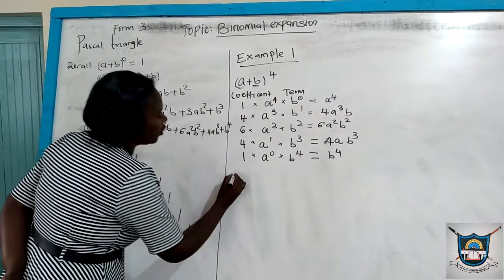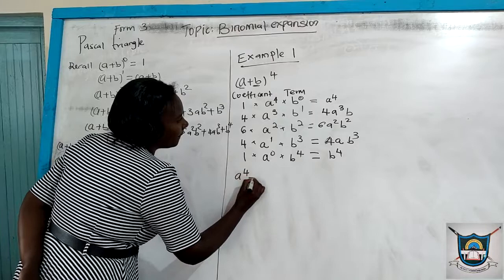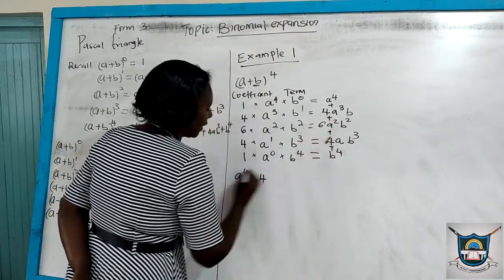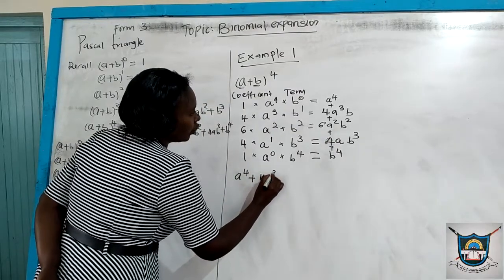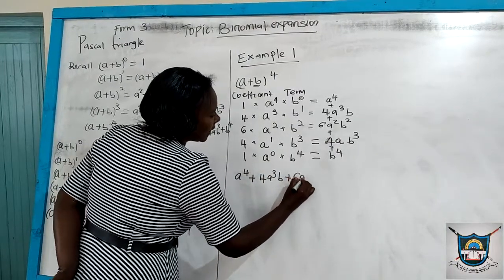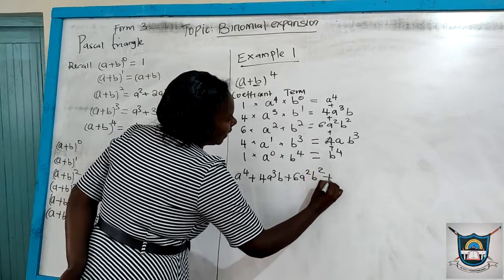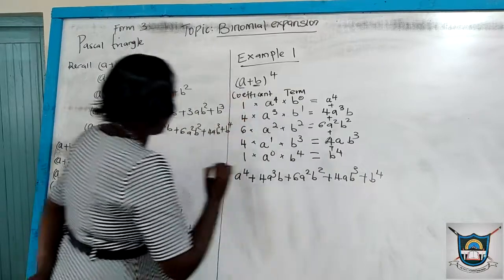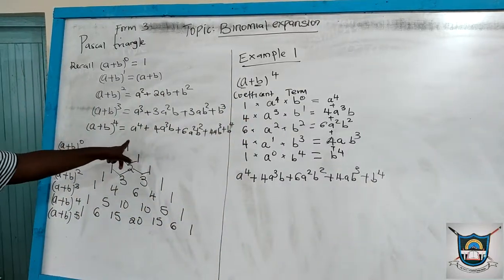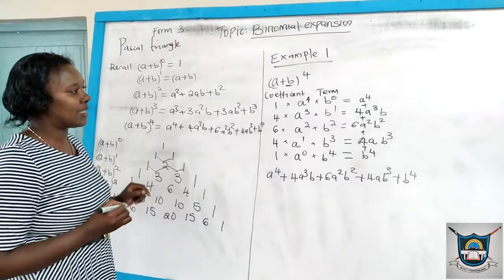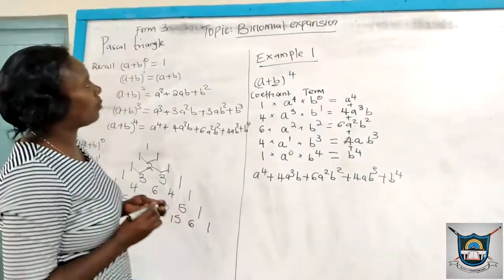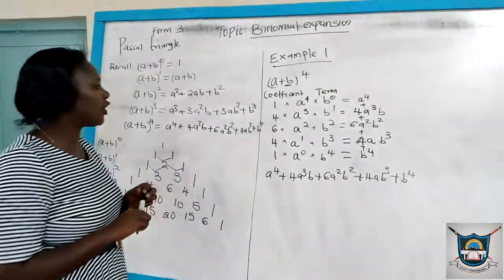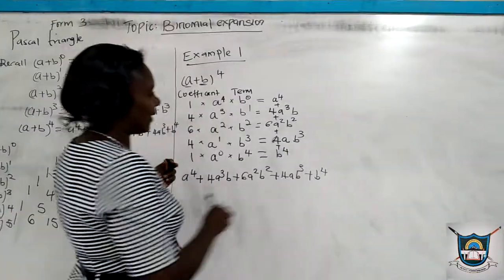So our expansion is going to be a to power 4 plus 4a cubed b, and here there is a plus sign which I forgot, right? Plus 6a squared b squared plus 4ab cubed plus b to power 4. If you look at our previous answer, we got the same. So it is easier if you use the binomial expansion to expand rather than using the Form 2 knowledge of expanding each term at a time. We go to example 2.